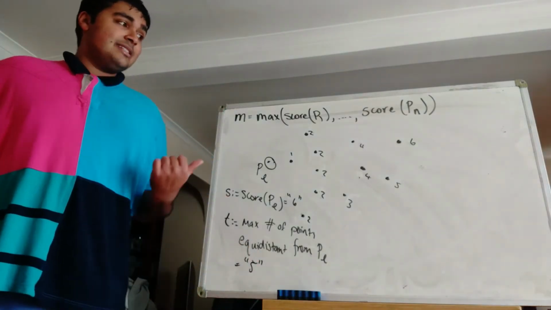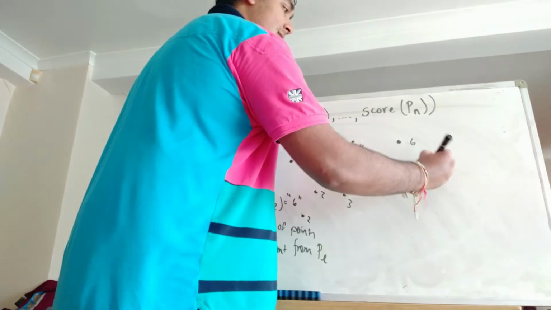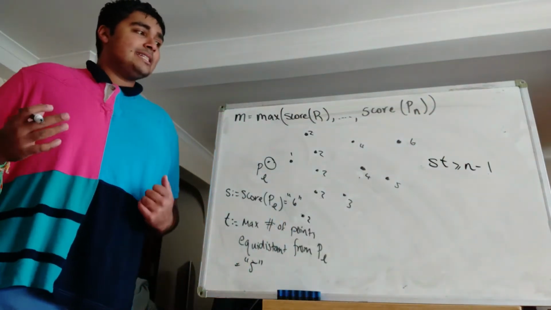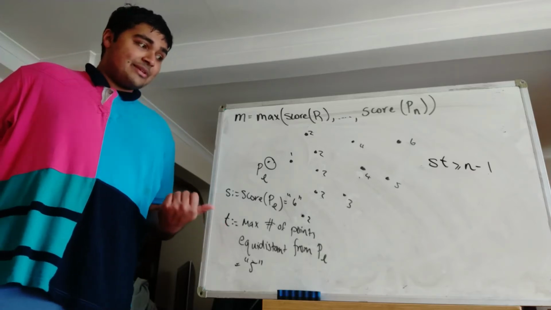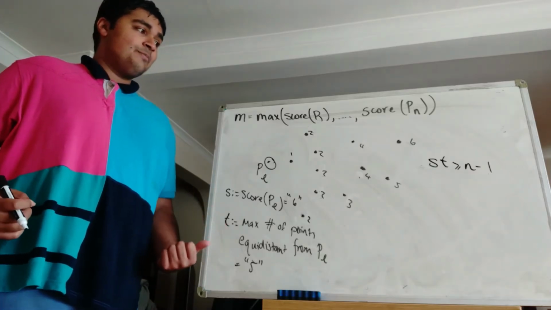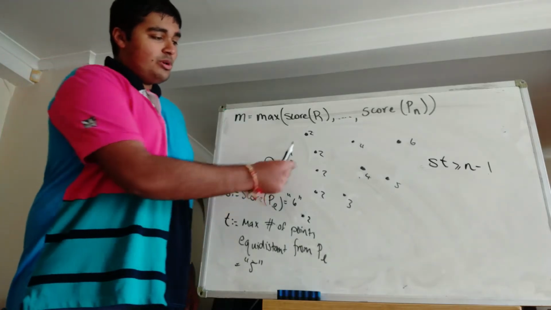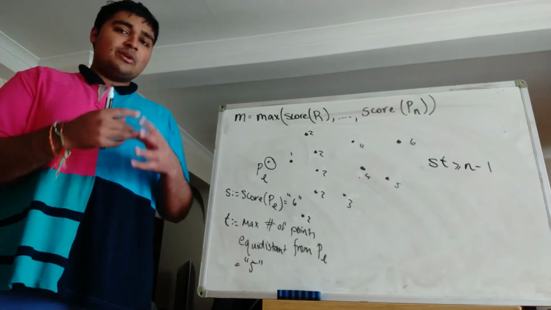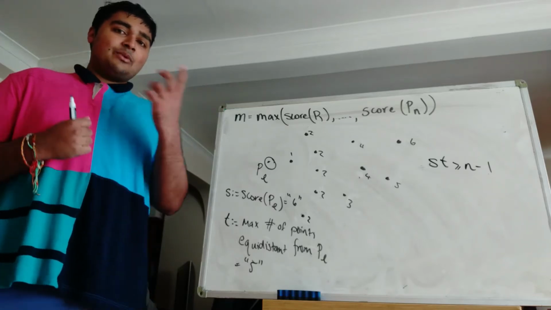Now what we want to do is notice that S times T must be bigger than or equal to n minus 1. Why is this true? Well, if we have a look at how we define T, it's the maximum number of points equidistant from PL. So for all of these distances here, 1, 2, 3, 4, 5, 6, if we group the ones which are equidistant together, we'll get a bunch of sets.